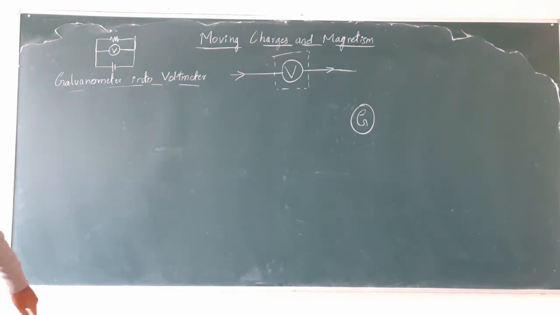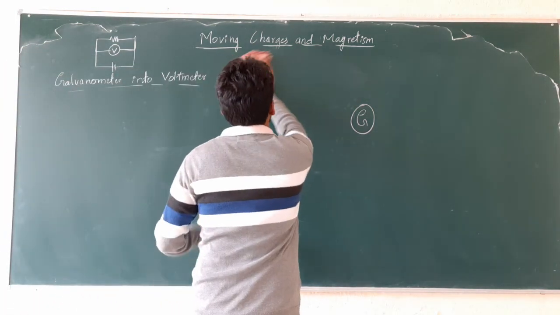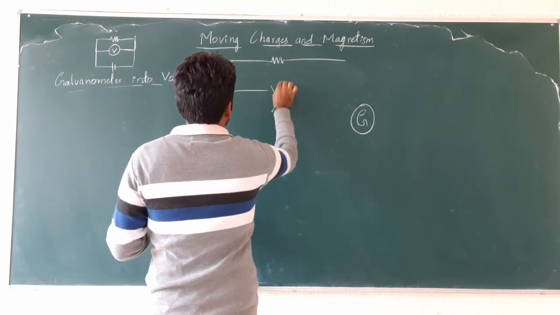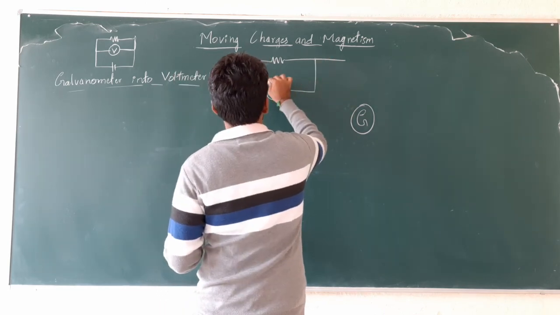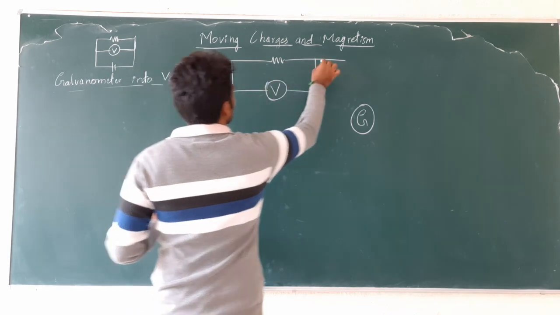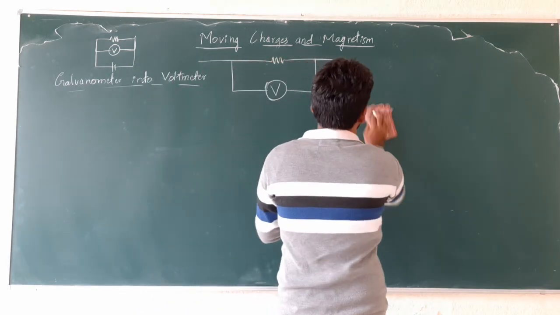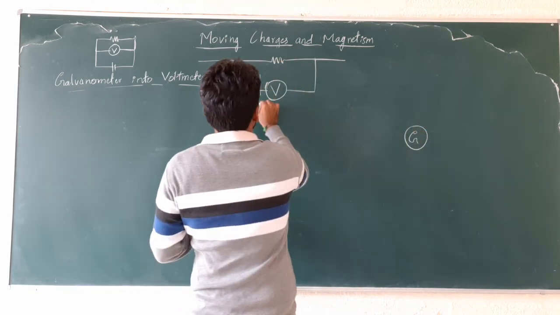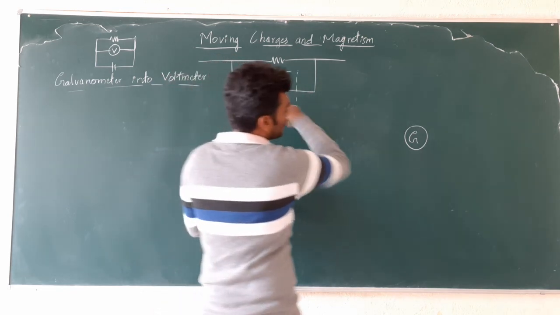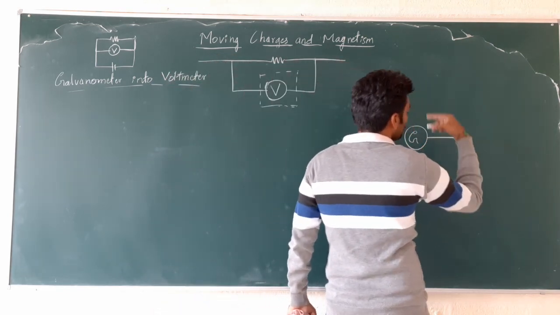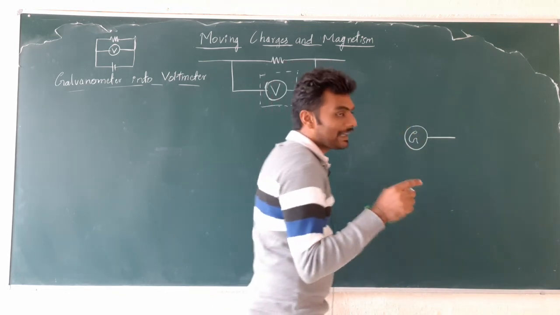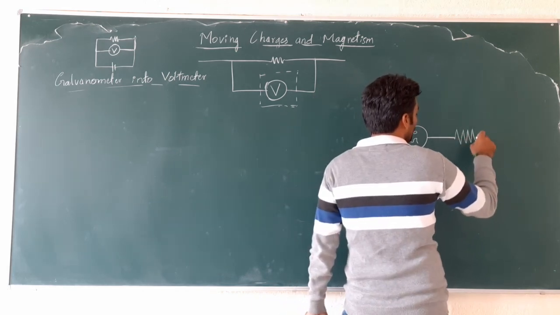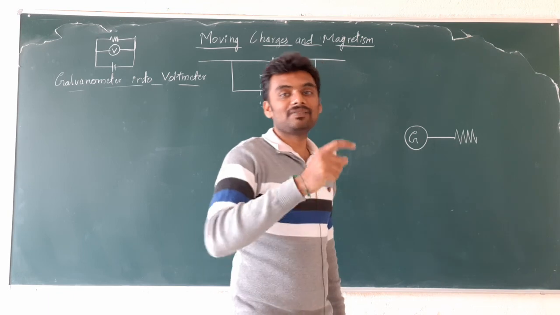A galvanometer is converted into a voltmeter. Before that, as I said, if this is the external resistance, a voltmeter is always connected in parallel like this, right? In parallel. So now a galvanometer is converted into a voltmeter. This part I am going to expand now. A galvanometer is converted into a voltmeter by connecting, instead of a low resistance, this time a high resistance in series with the galvanometer.